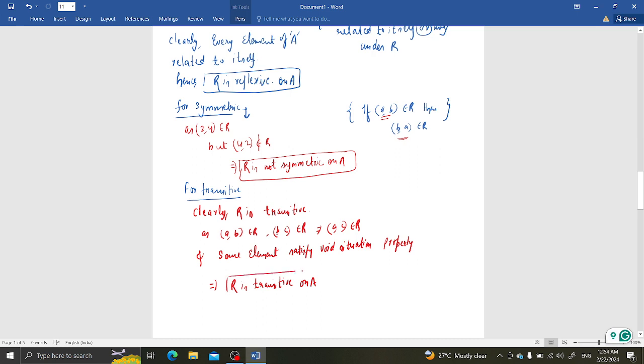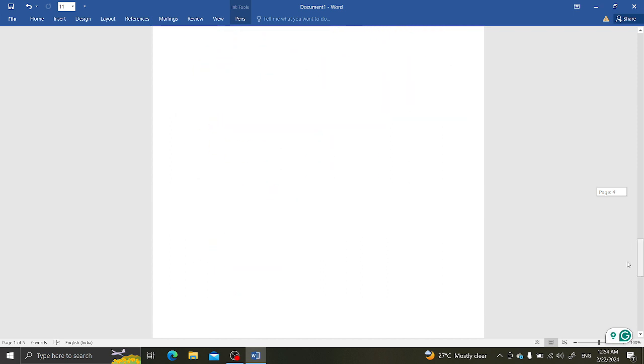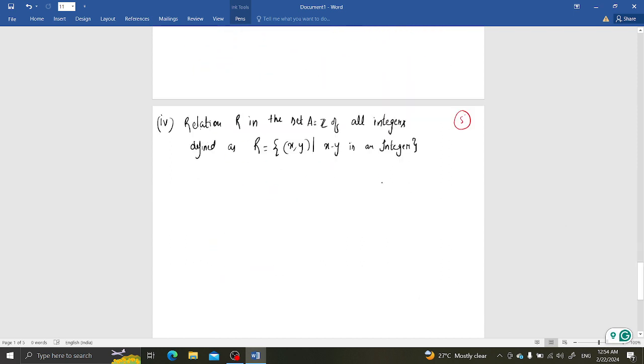Okay, like that you can write. Because some element, why I'm writing this, because some element satisfy this property, and some element satisfy the vacuous situation. That's why I'm writing both the things here. So R is reflexive on A, R is not symmetric on A, and R is transitive on A. Okay, I hope you understand this part. Now I'll start the next part. The last part is this one.